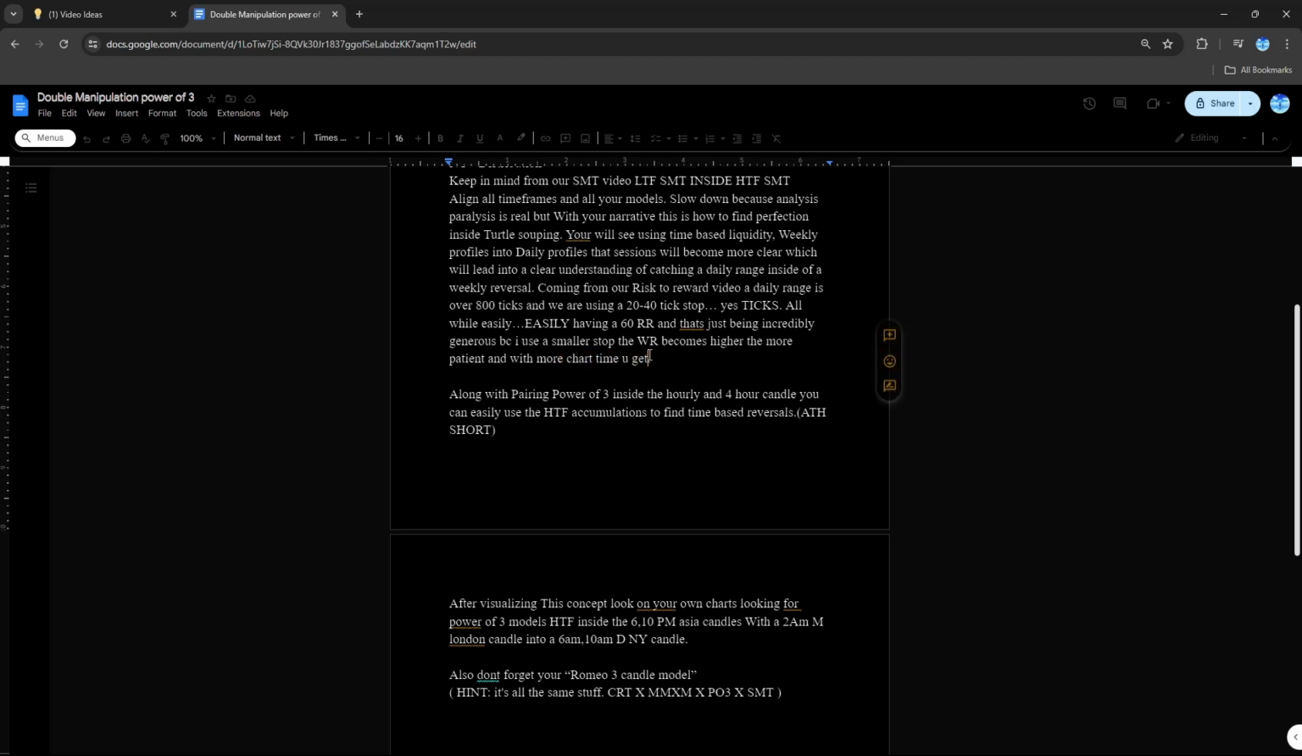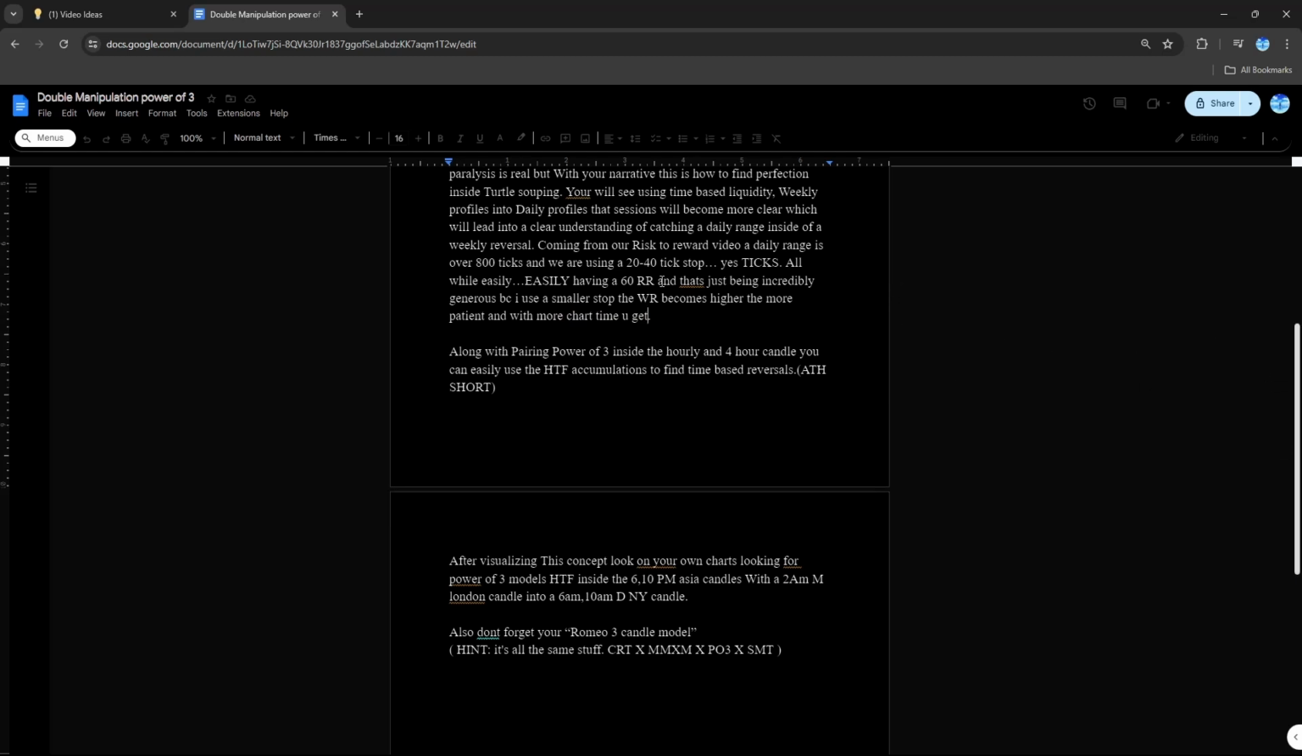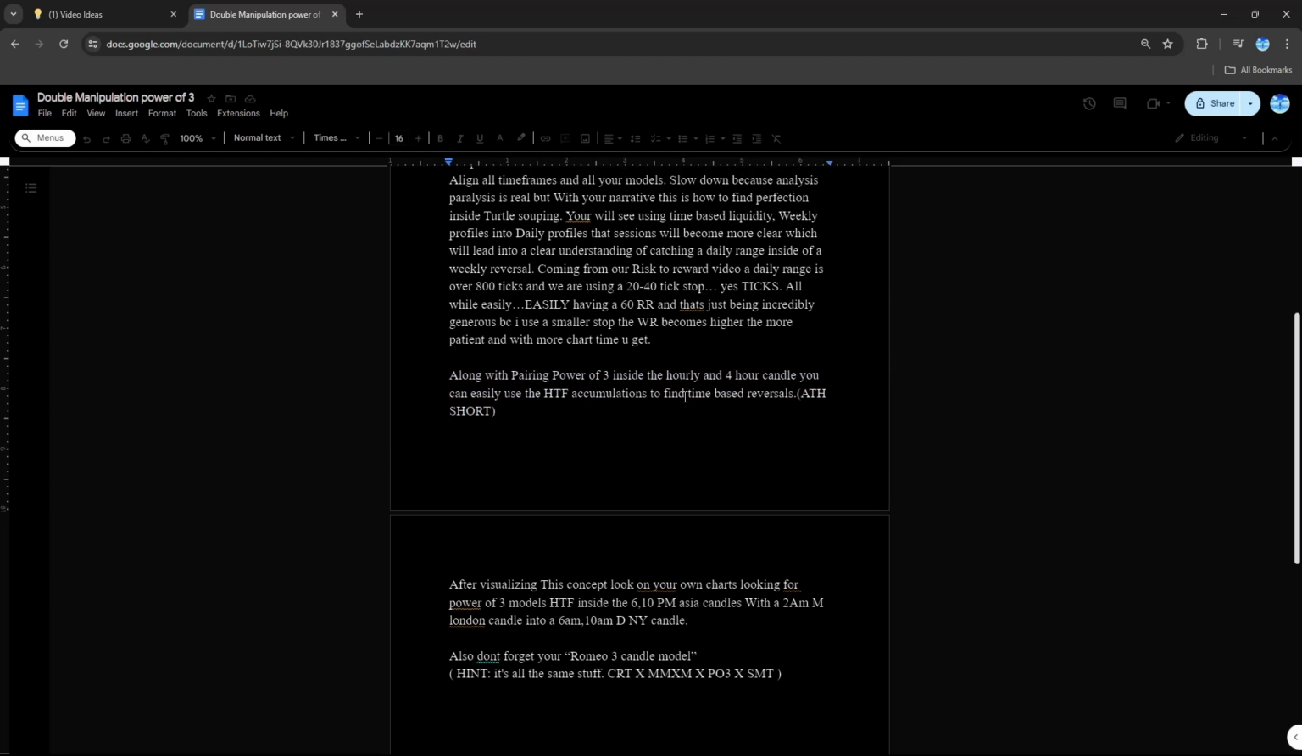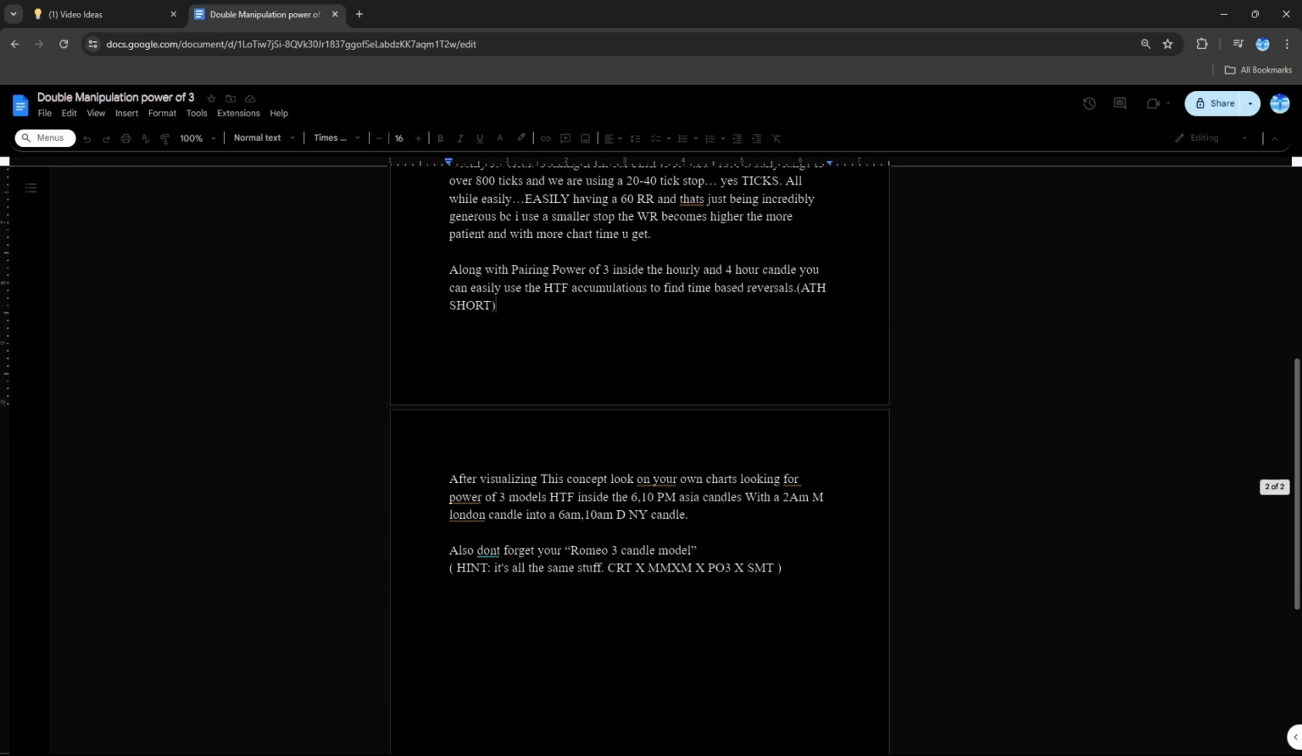Chart time is your key, almost. And that's the real enigma, is chart time. We're going to pair power of 3 inside the hourly and the 4-hour candles. Use high time frame accumulations to find time-based reversals. This one was also an all-time high short, so I guess I'll add that in there with the trade I took today.